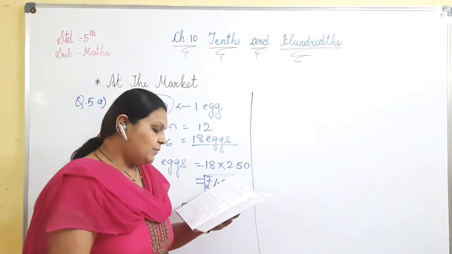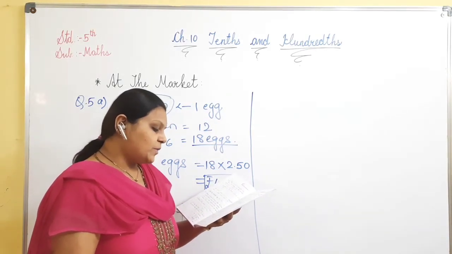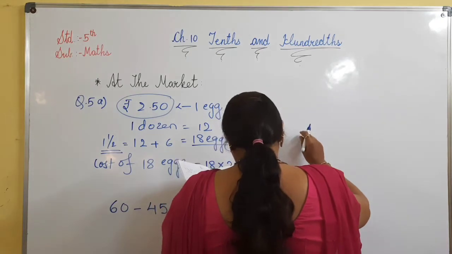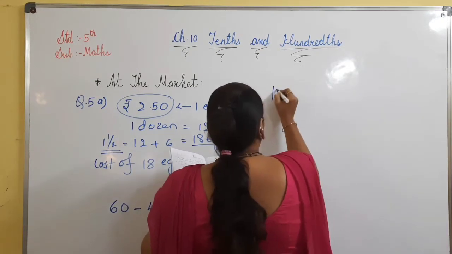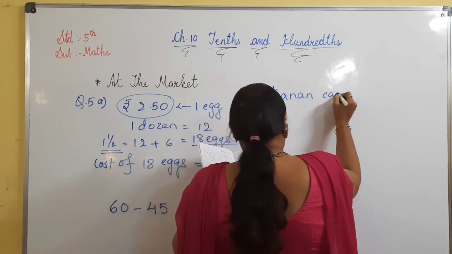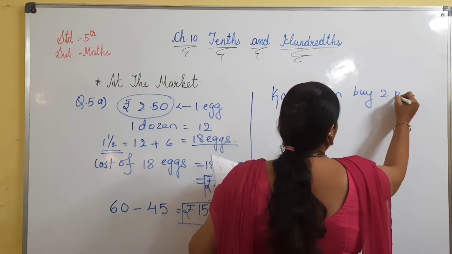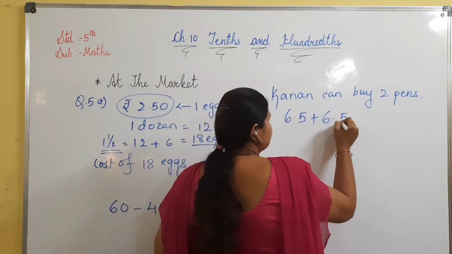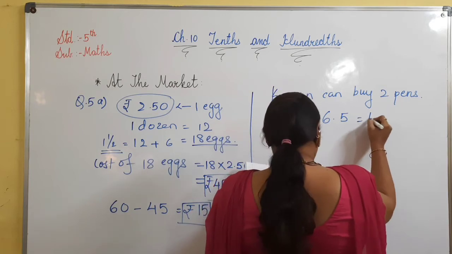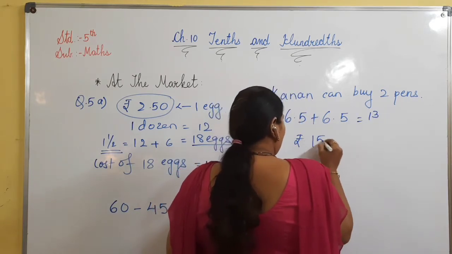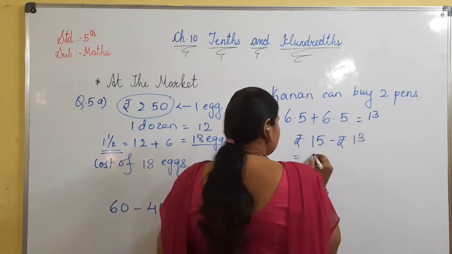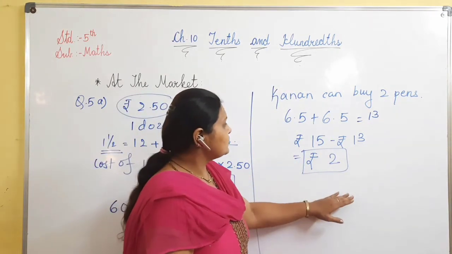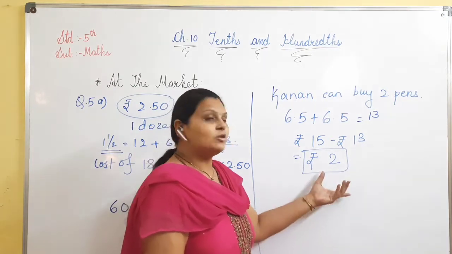Next question is, how many pens can Kanan buy? How much money is left? Here the cost of the pen is rupees 6.5 and Kanan can buy 2 pens. How can he buy 2? The cost is 6.5 plus 6.5, that is 13. Now rupees 15 minus rupees 13, so he is left with rupees 2. The cost of a pen is 6.5. He is having 15 rupees. So he can buy 2 pens and he is left with rupees 2.